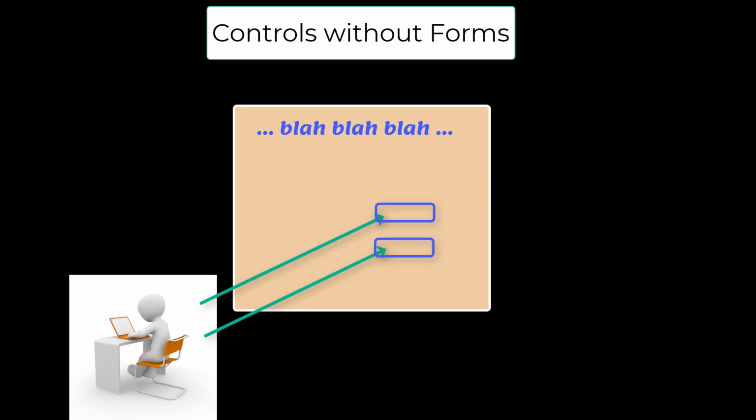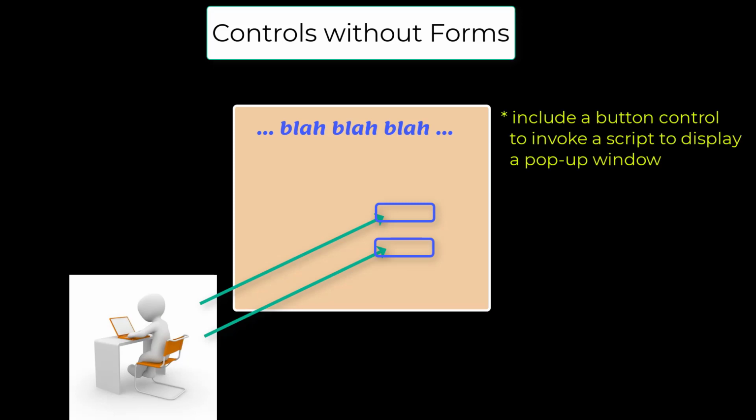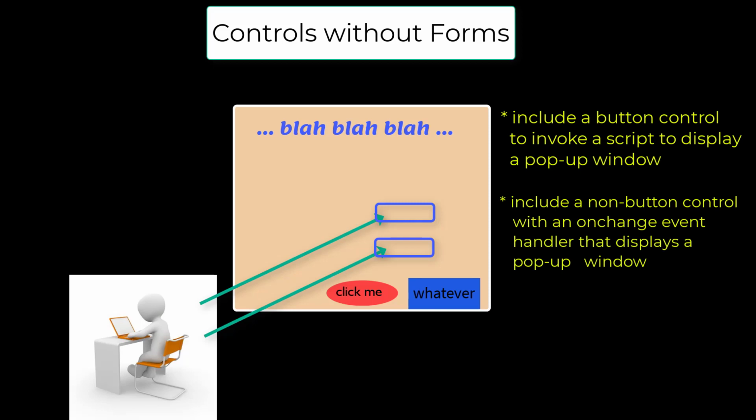So how can this work if you don't have a form? Well, you can do several things. Include a button control that, when clicked, invokes a script that creates and displays a pop-up window. In a non-button control, include an onChange event handler that will invoke a script that creates and displays a pop-up window. In either of the above approaches, instead of invoking a script, you can link to another page. In this case, of course, you must still be connected to the internet.